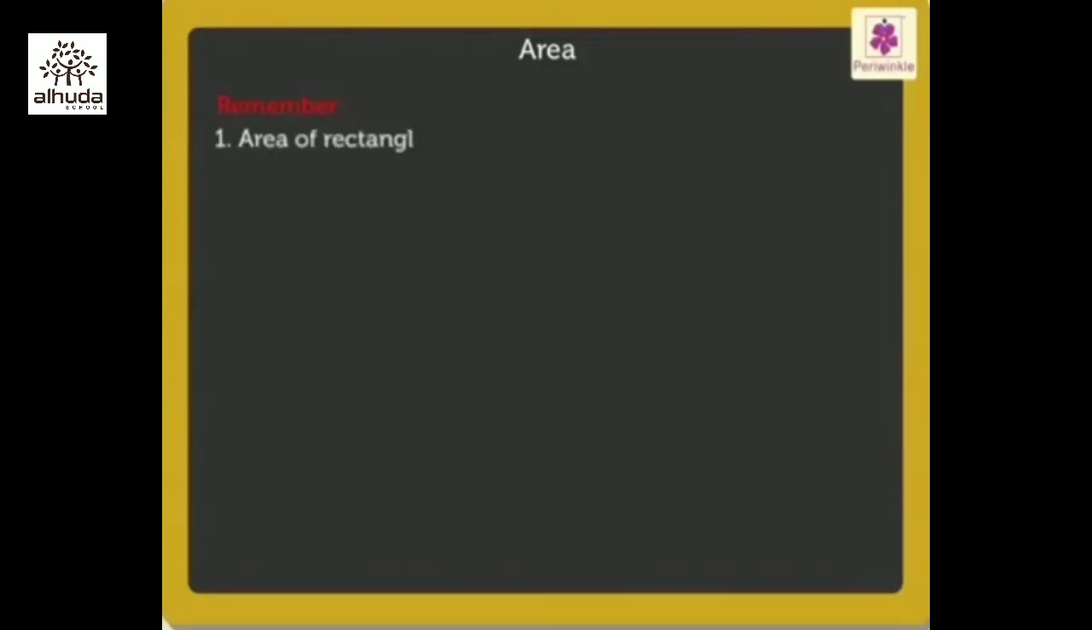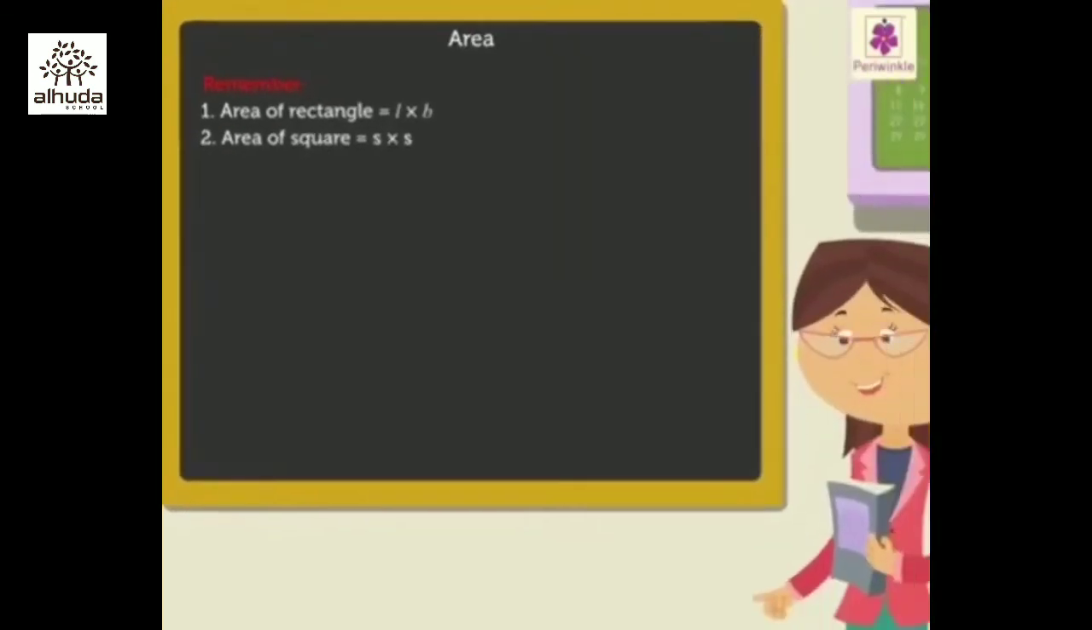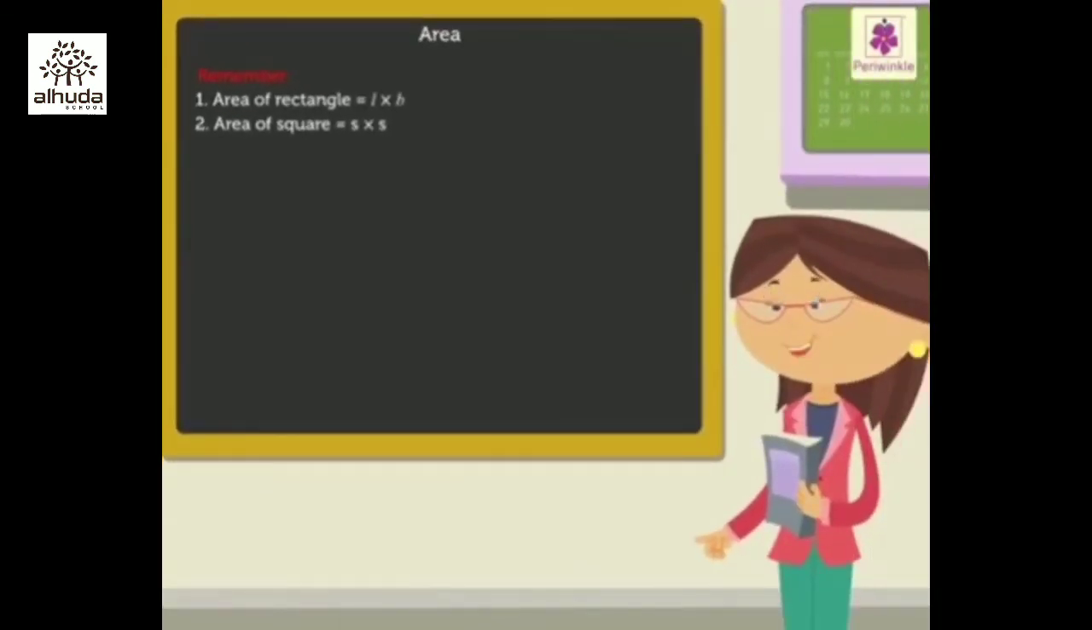1. Area of a rectangle is equal to length into breadth. 2. Area of a square is equal to side into side. Kids, if you remember the formulas, then finding the area will not be difficult.